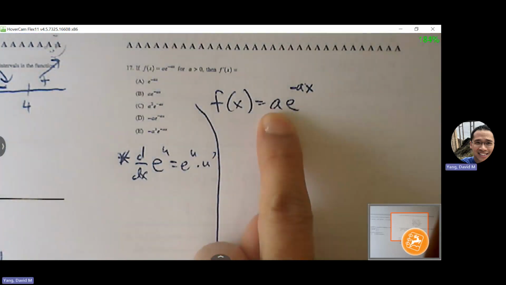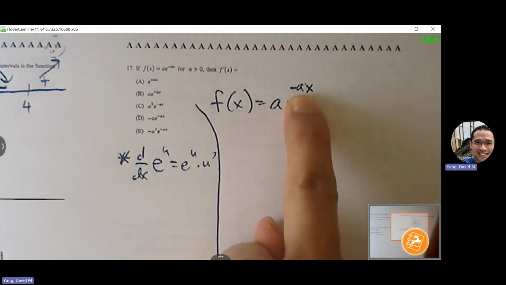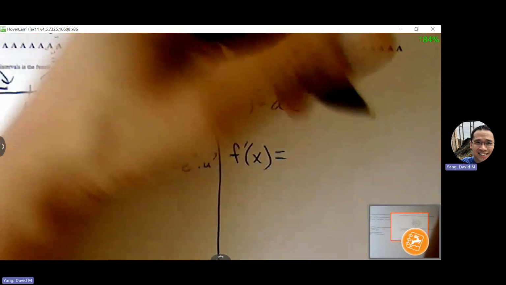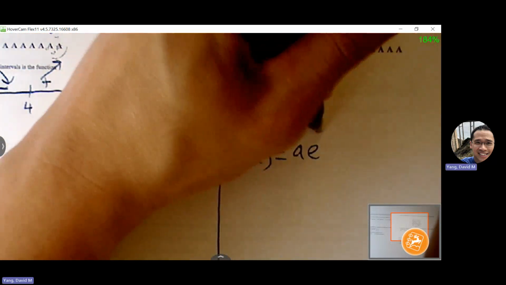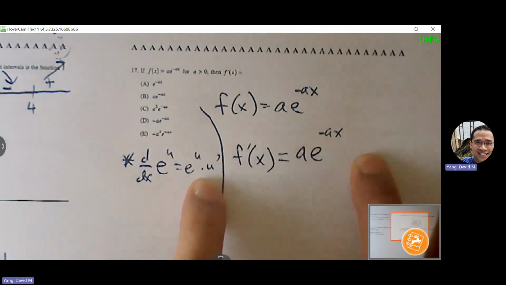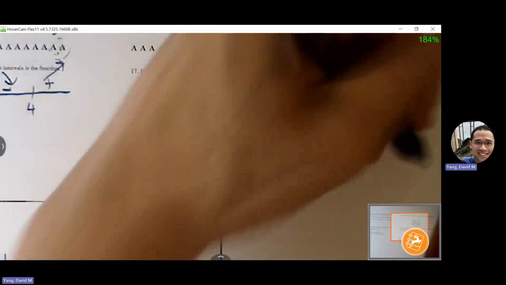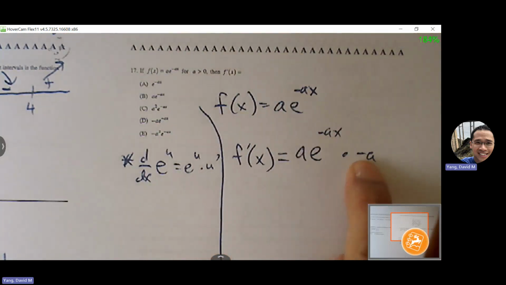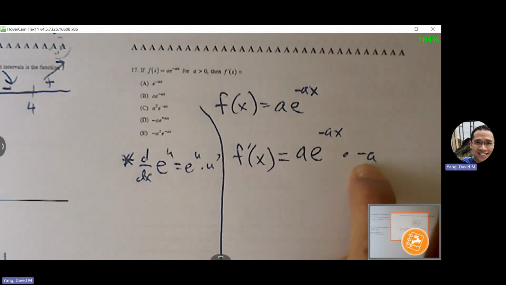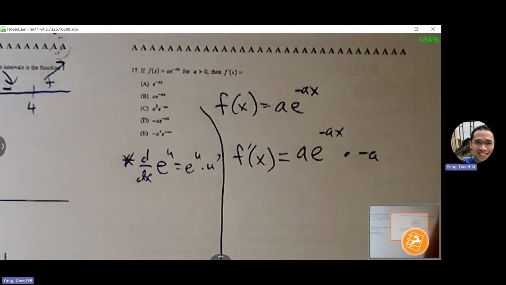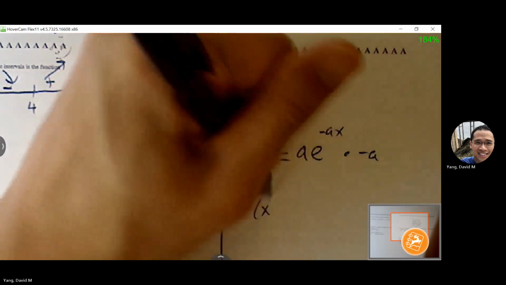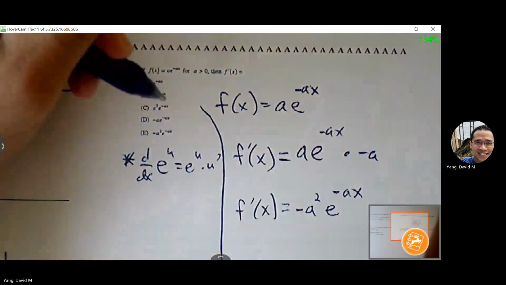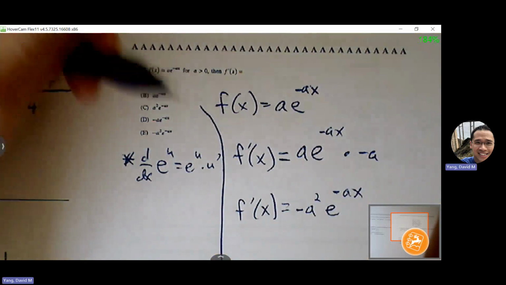So remember, a is just a coefficient. Imagine this is like 3e to the negative 3x. The derivative would just be, we know the coefficient is going to stay, so it'd be ae to the negative ax. E to the u times u prime, and u prime for negative ax is just going to be negative a. If it was negative 3x, you'd make it negative 3. So negative ax will follow that same pattern, times negative a. Multiply that together, we get negative a squared. Answer choice E.